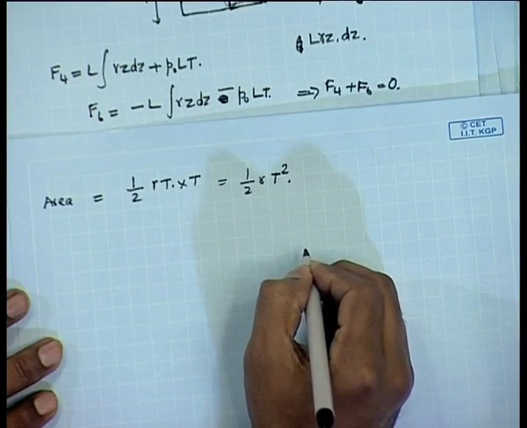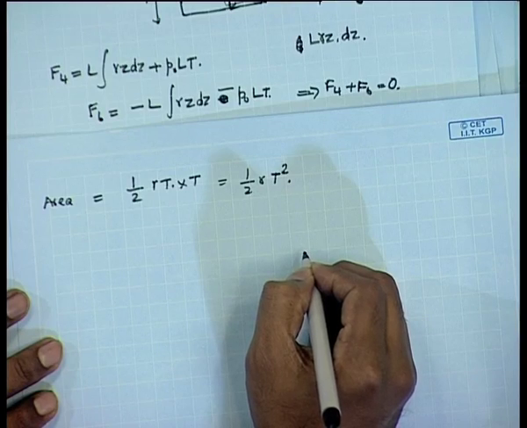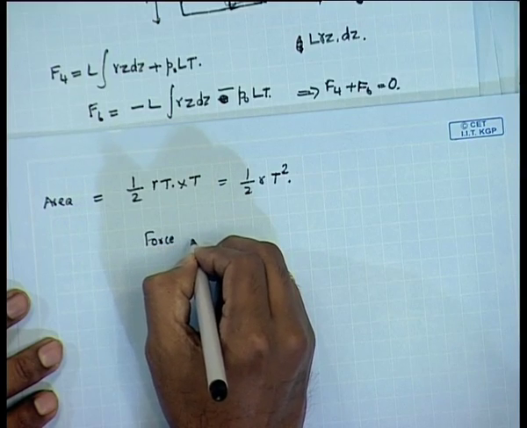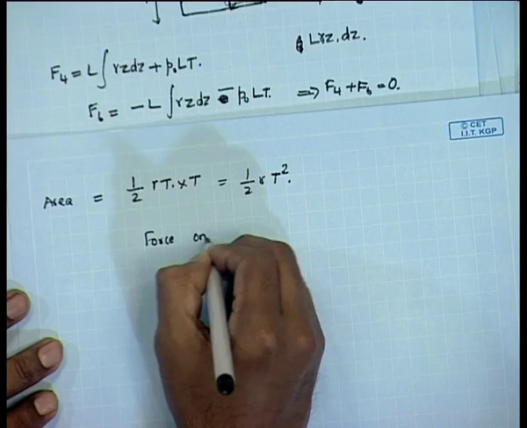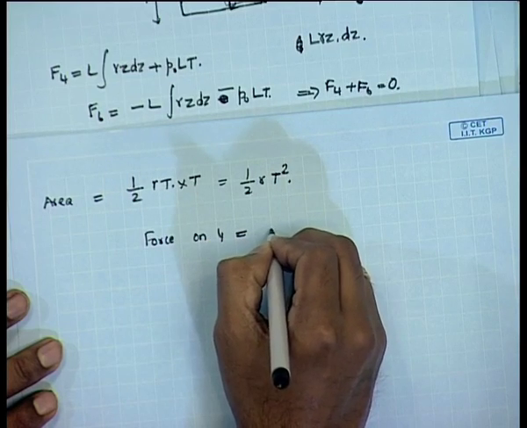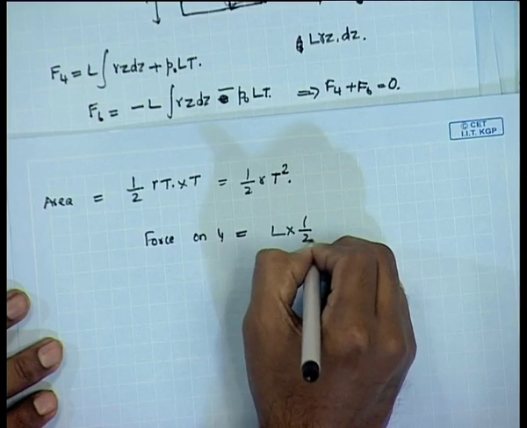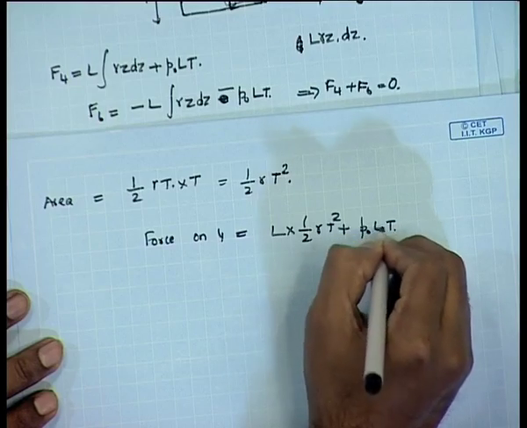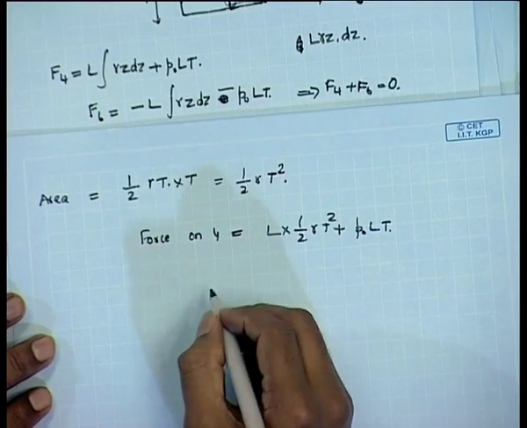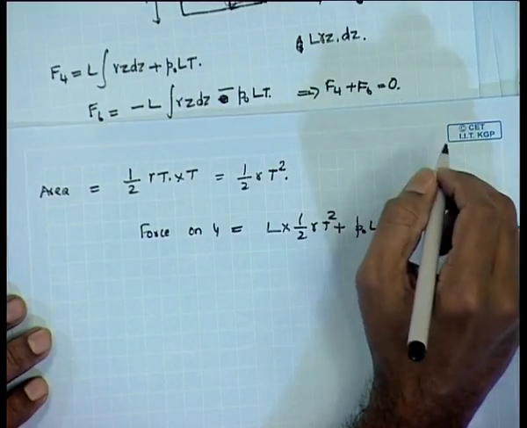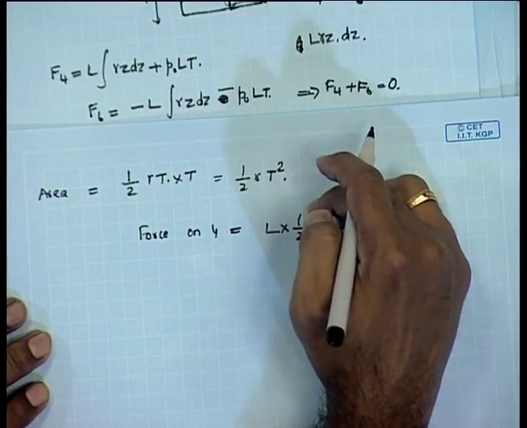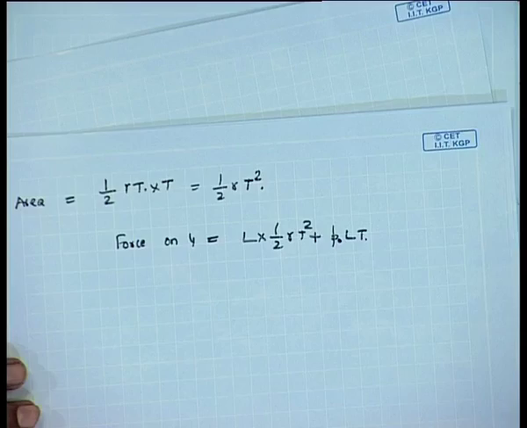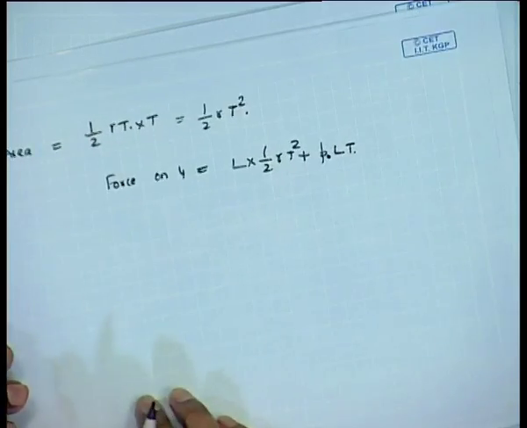This will be the area of the triangle, and the force on the body will then be equal to L into half gamma t square plus P0 LT. P0 LT comes from the atmospheric pressure, and it is the same as what we got before. So, this is another way in which you can do it. If you do not like integrals, you can just take it as the area under the curve and do it that way as well.